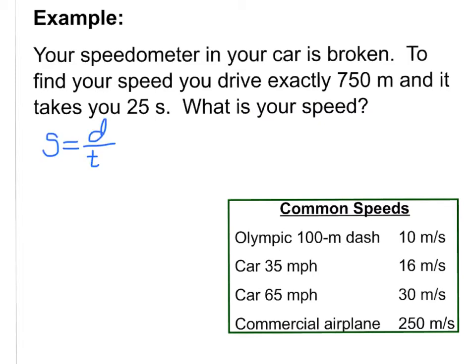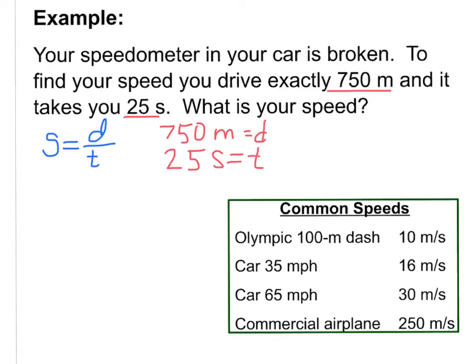First, I'm going to write my equation because it helps to write down things that I do know. I know speed equals distance divided by time. I am also told in my problem some things I know. I know that I'm traveling a distance of 750 meters. So 750 meters is my distance. I also know that it takes me 25 seconds to travel that distance, so 25 seconds is my time.